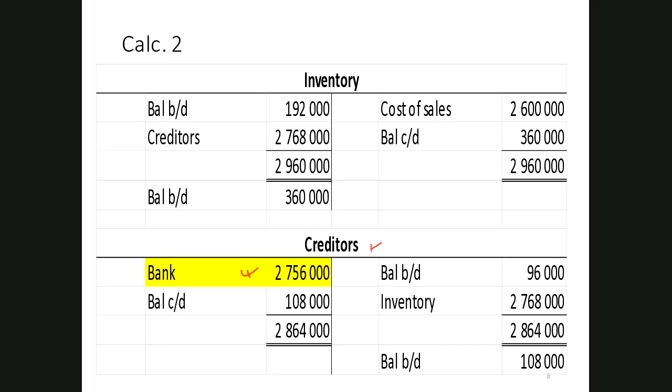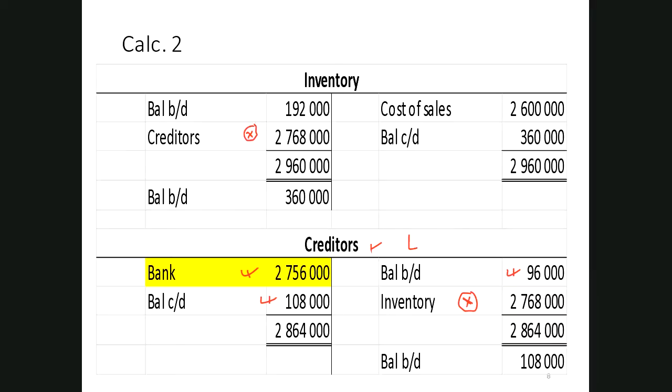They give us the opening balance of creditors. Remember, this is a liability. So at the beginning of the year, we owed creditors 96,000. The end of the year, we owed them 108,000. Okay? So those balances are given to us. We don't know how much was purchased during the year. This amount here is what we would normally be purchasing. So we would debit inventory, credit creditors, assuming we're using the perpetual method. But that amount you don't know. For that reason, you have to go back to your inventory account, and this is going to become the balancing figure in your inventory account.